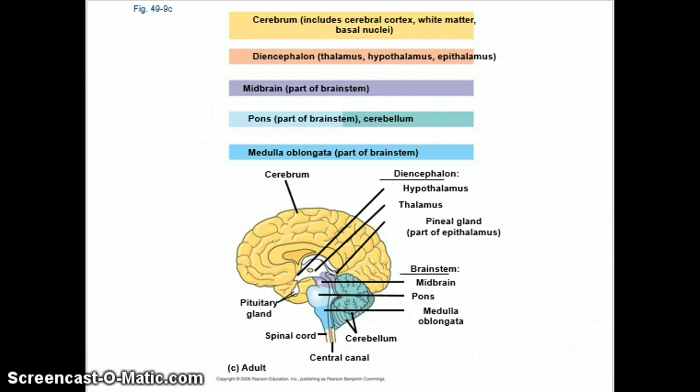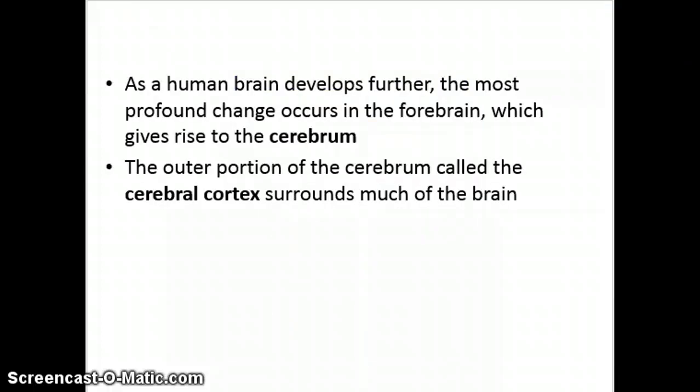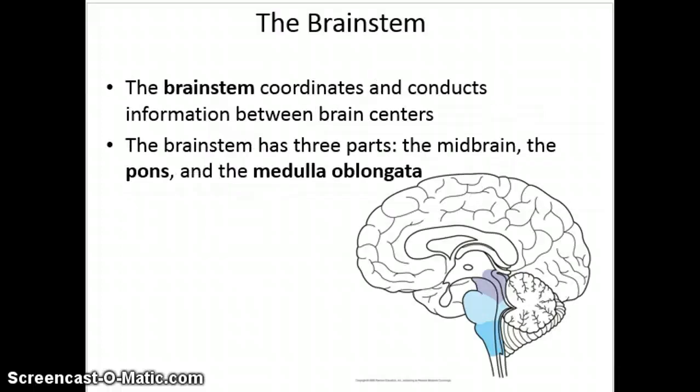And again, you can find these diagrams in your textbook and studying them to become familiar with just a basic familiarity with the structure of the brain. As the human brain develops further, the most profound change is going to occur in the forebrain, which gives rise to the cerebrum. The outer portion of the cerebrum is called the cerebral cortex, and it surrounds most of the human brain. The brainstem, you can see here, coordinates and conducts information between the brain centers, and it has three parts. The brainstem has the midbrain, the pons, and the medulla oblongata.